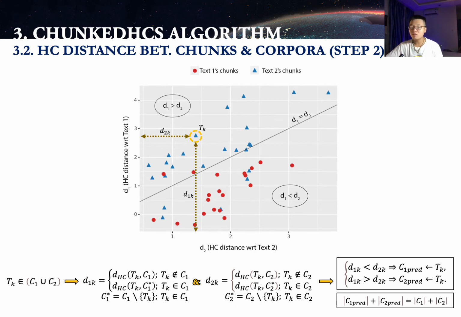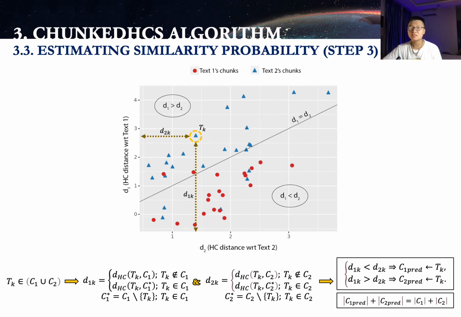So the number of C1 predicted plus the number of C2 predicted equals the number of C1 plus the number of C2. Now what we're going to do next is estimating similarity probability.